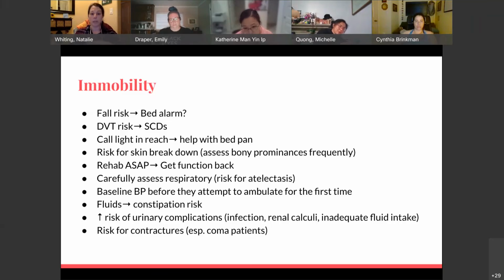They're also at risk for contractures, especially coma patients. Patients who are in comas aren't moving their extremities or anything like that, so the feet can get contractures. They have boots for these that they may put on patients. I had a patient who was in a coma, and she definitely had those boots on her feet, keeping them at that 90-degree angle so they weren't pushed down, because they'll get contractures if they're in that position for too long. So that's immobility.